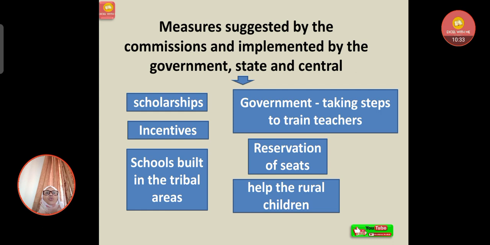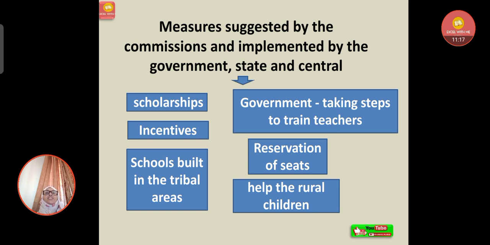Now let's understand, to help this socially handicapped section of the society, the following measures are suggested by the commissions and implemented by the government, state and central. Number 1, pre-matric scholarships and post-matric scholarships for the children of scavengers, tanners, sweepers and other economically poor children are awarded by the government. Secondly, incentives are given to the families to enable eligible girls to come to the school. Girls are the economic asset here, so parents do not want to part with the girls and send them to school.